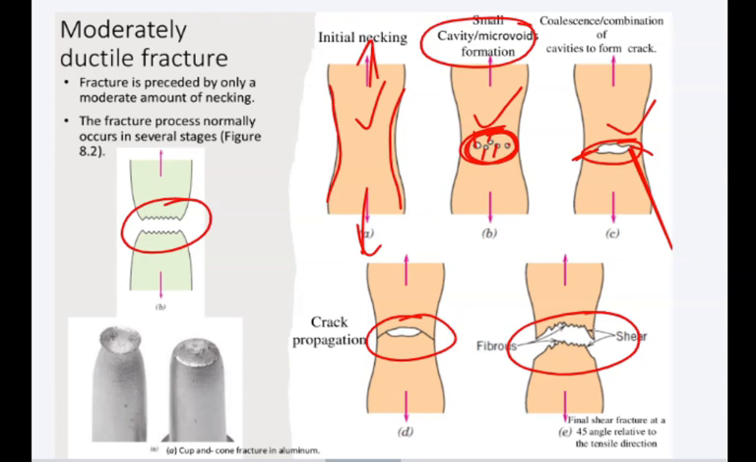Now, in the moderately ductile fracture, the final fracture occurs at 45 degrees. Here we see the shear. The force we are applying is in this direction, the tensile direction, and the fracture occurs at 45 degrees relative to the tensile direction.